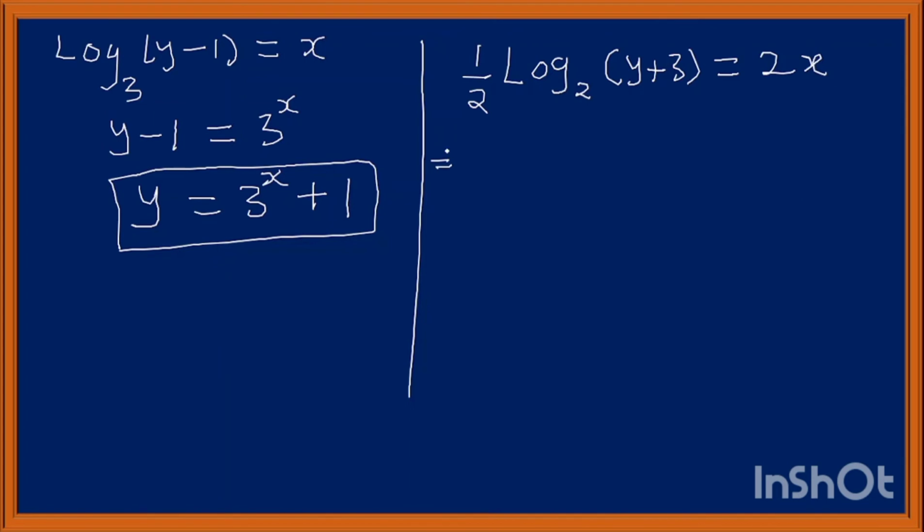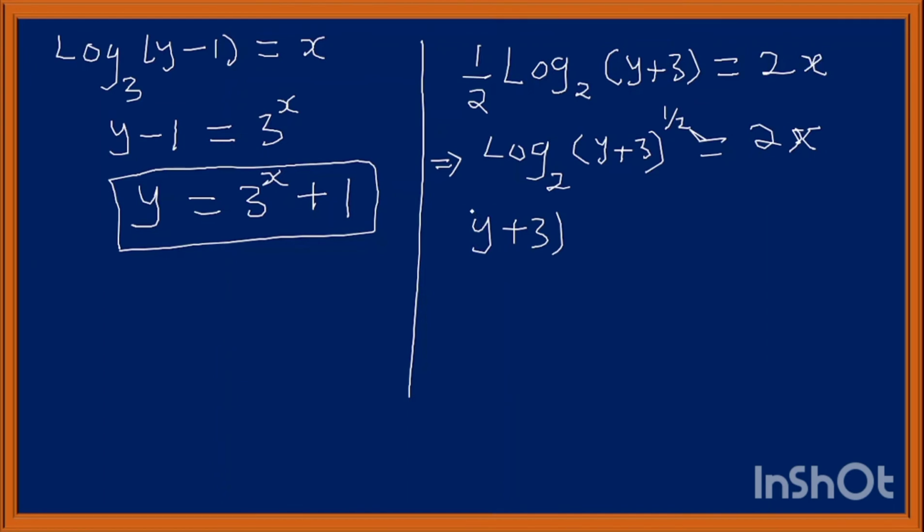According to the laws of indices, this is the same thing as saying logarithm of y plus 3, so this one-half will be the power. One-half power is equal to 2x. So things now become simple for us. We can change this to its index form. We are going to have y plus 3 to the power of one-half is equal to 2, the base, so that is 2 to the power of 2x.